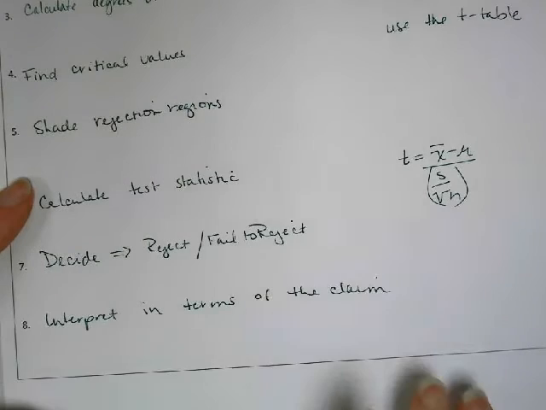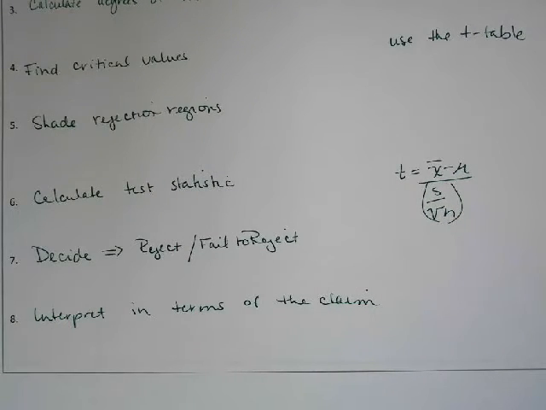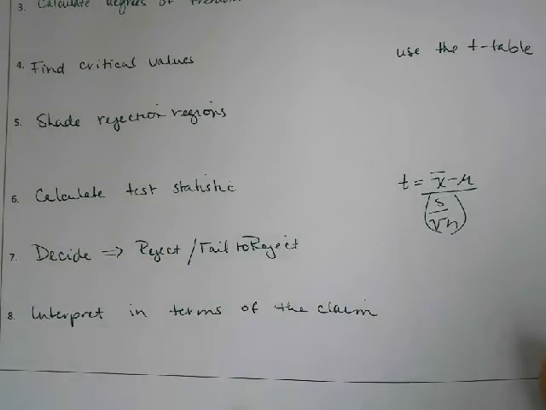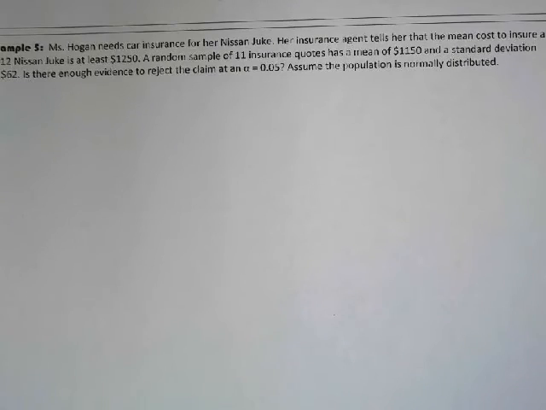So remember, we have to make sure that when we interpret, that we're interpreting in terms of the claim that's being made. So remember, sometimes the claim is not the null. Sometimes the claim is the alternative. So you just always make sure that when you interpret, that you interpret in terms of the claim that's being made. First of all, it makes it a little easier for the reader to understand. But that's the reason we're testing. We're testing a claim that's being made.